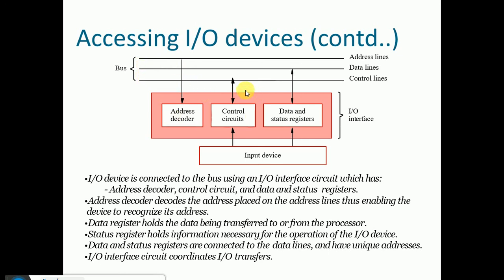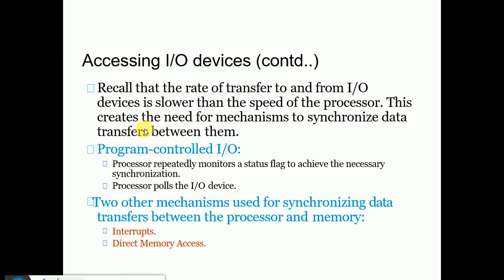One important thing: if the speed of the devices is more than that of the processor, then the device cannot be accessed by the processor. So it is mandatory that our devices have lower speed than the microprocessor, for synchronization purposes. Data and status registers are connected to the data lines and have unique addresses. The input output interface circuit coordinates input output transfers.